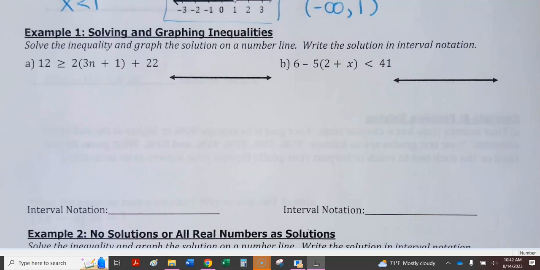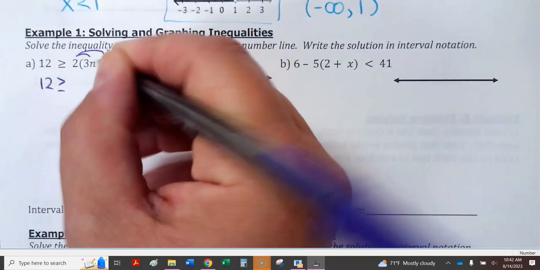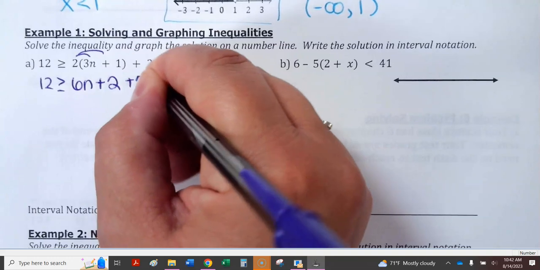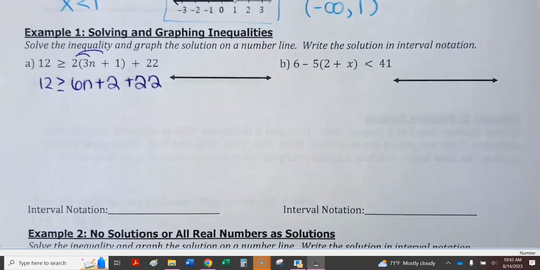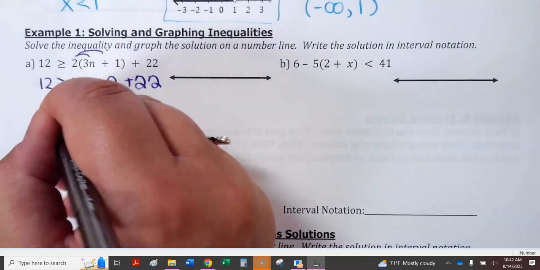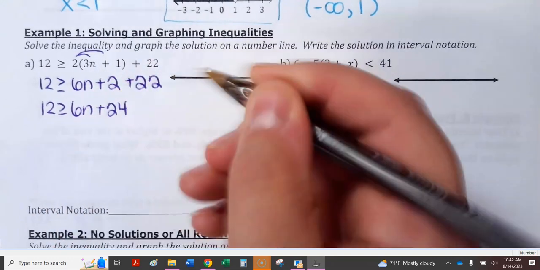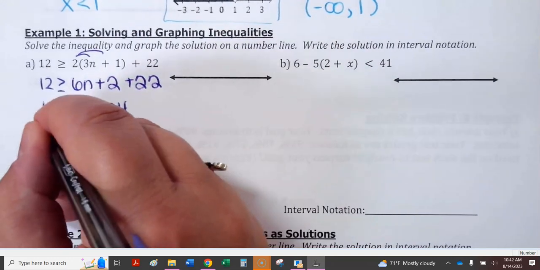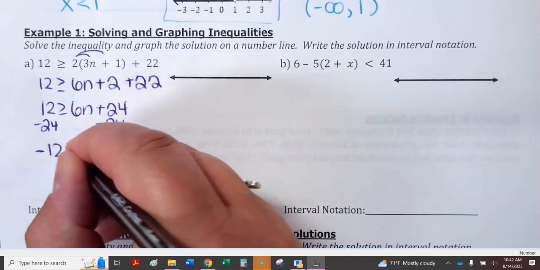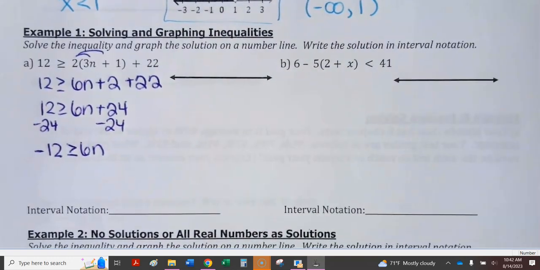Yeah. Distribute, okay. All right, so we get 6n plus 2 plus 22. Then what do you want to do? Would you maybe put those together first? Okay. I would maybe just, yeah, combine like terms there. All right, so then we're going to move the 24, right? All right, so I got, what is that, negative 12, greater than or equal to 6n. Okay, what do you want to do to finish that up?